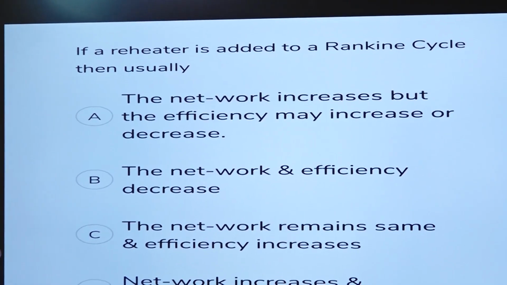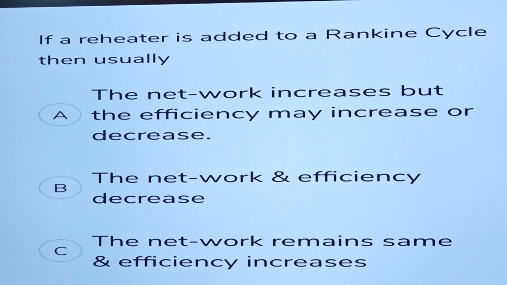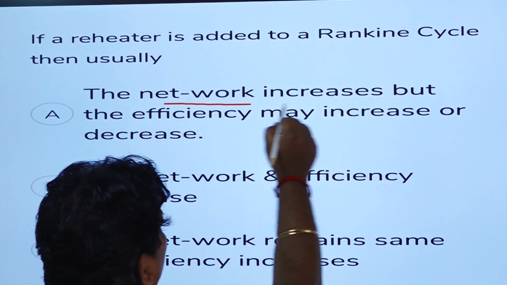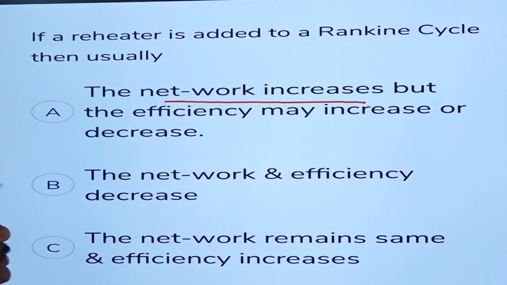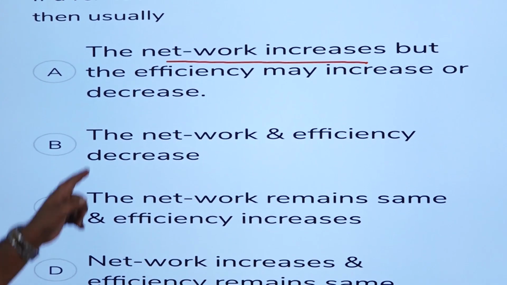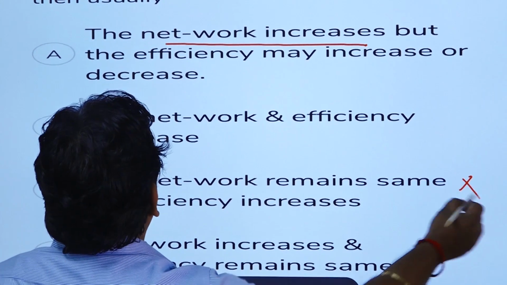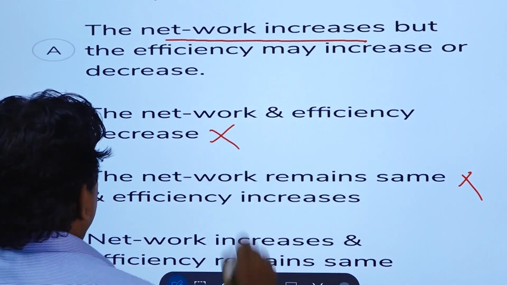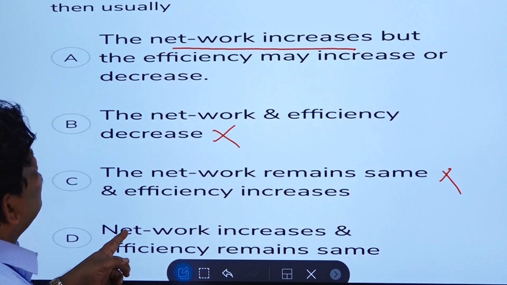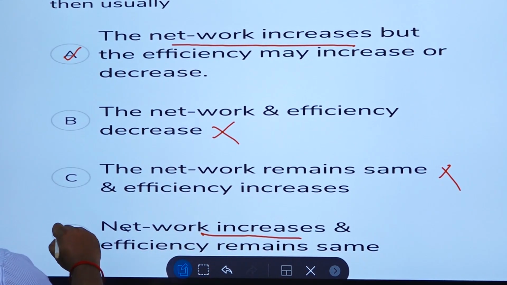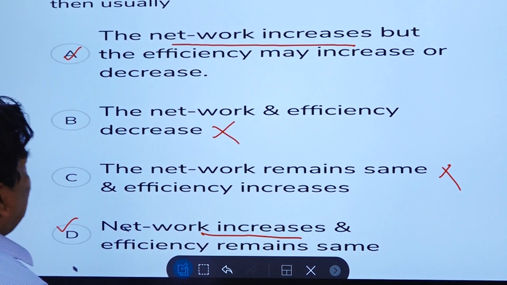If a reheater is added to a Rankine cycle, what will happen? The network will increase. Sure, the network will increase. The option saying the network remains the same is wrong, and the option saying network and efficiency decrease is also wrong. Network increases, right. So you have two options, A and D.